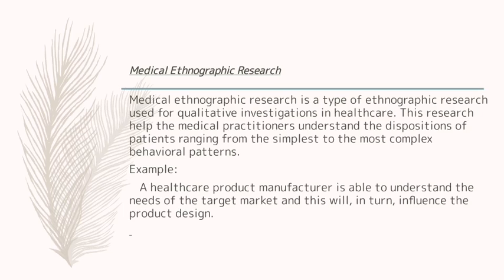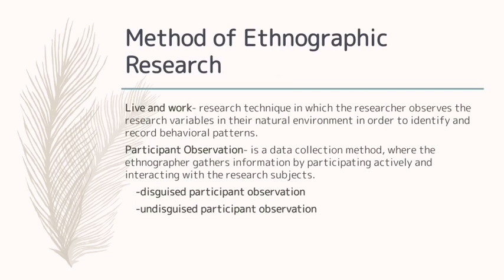Ethnography has its own methods in research. Typically, there are five basic methods of ethnographic research, which are naturalism, participant observation, interviews, surveys, and archival research. First is live and work, also known as naturalism. It is a research technique in which the researcher observes the research variables in their natural environment in order to identify and record behavioral patterns. It may involve living in the natural environment of the group or individuals being researched for a period of time in order to record their activities.